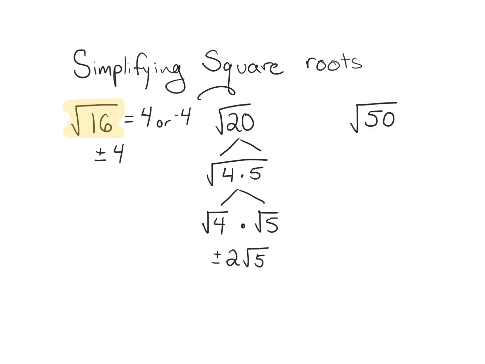Take a minute, pause the video, and try this with the square root of 50. Think about what factors you could break 50 into, and what factors of 50 are perfect squares. So thinking about my factors of 50, I can break 50 into 25 times 2. The square root of 25 is going to simplify, the square root of 2 is not. And so my answer here is going to be plus or minus 5 square root 2.